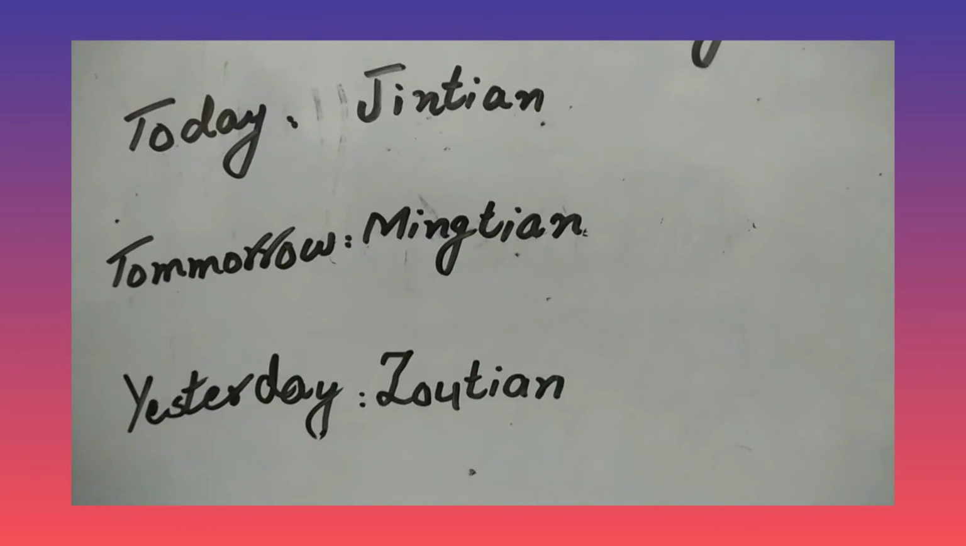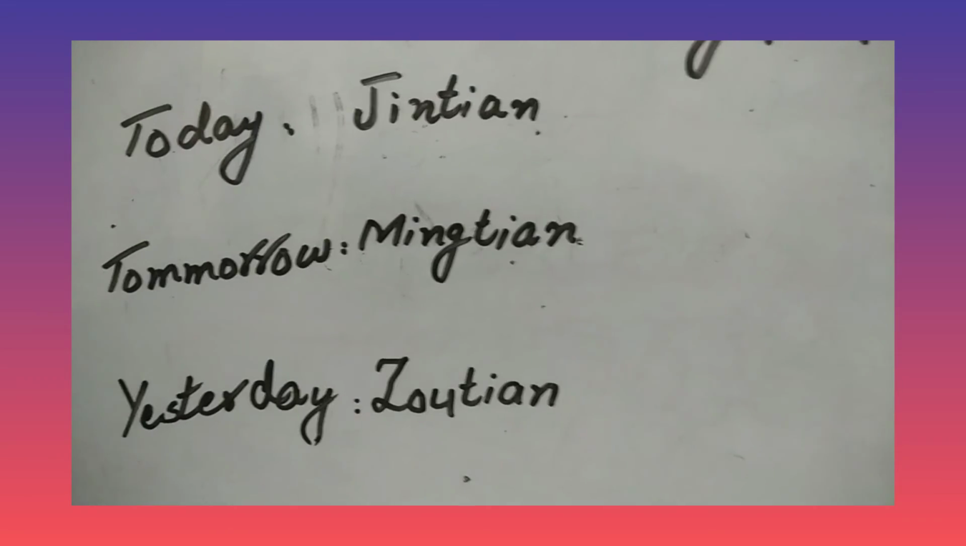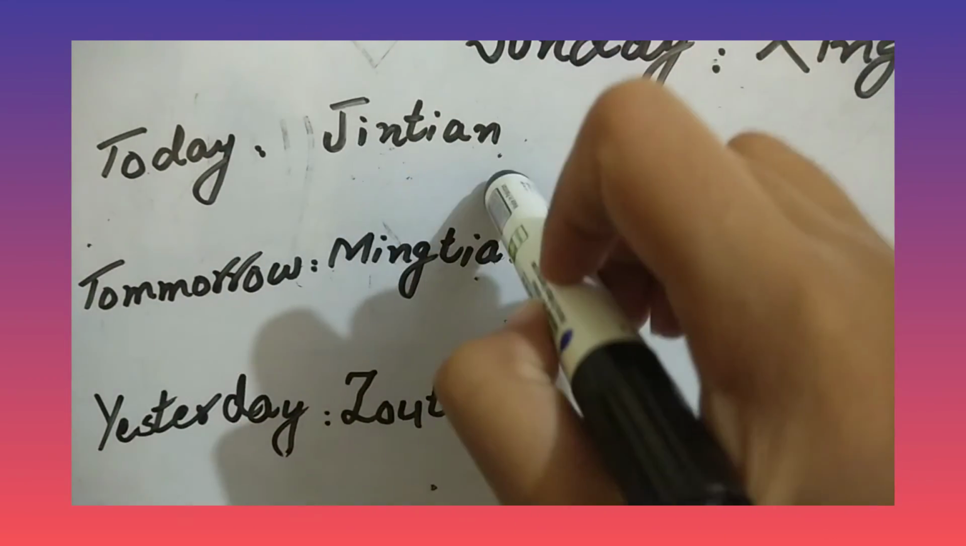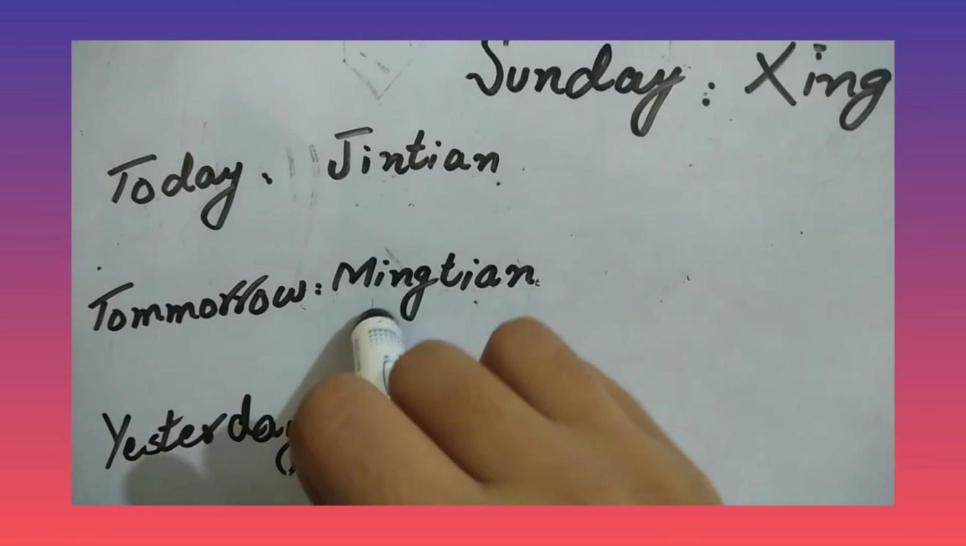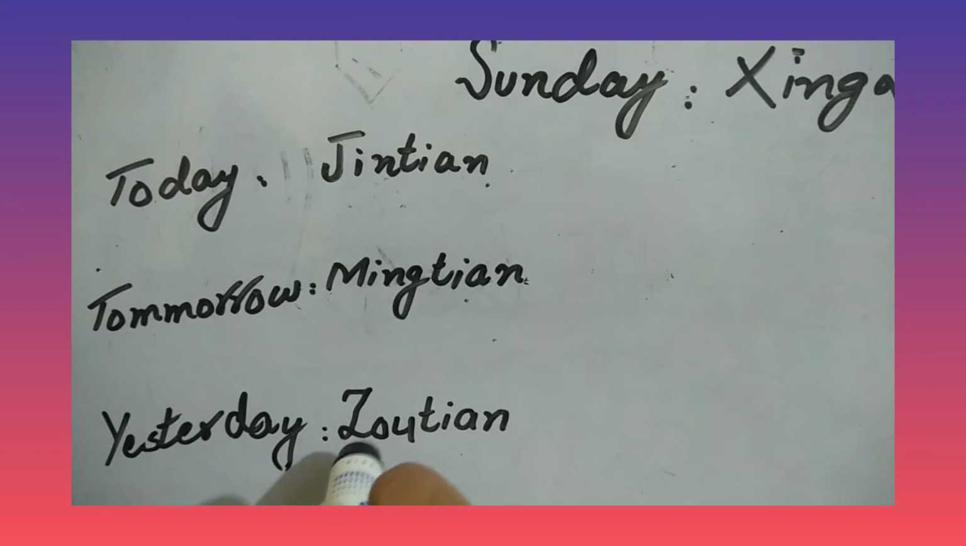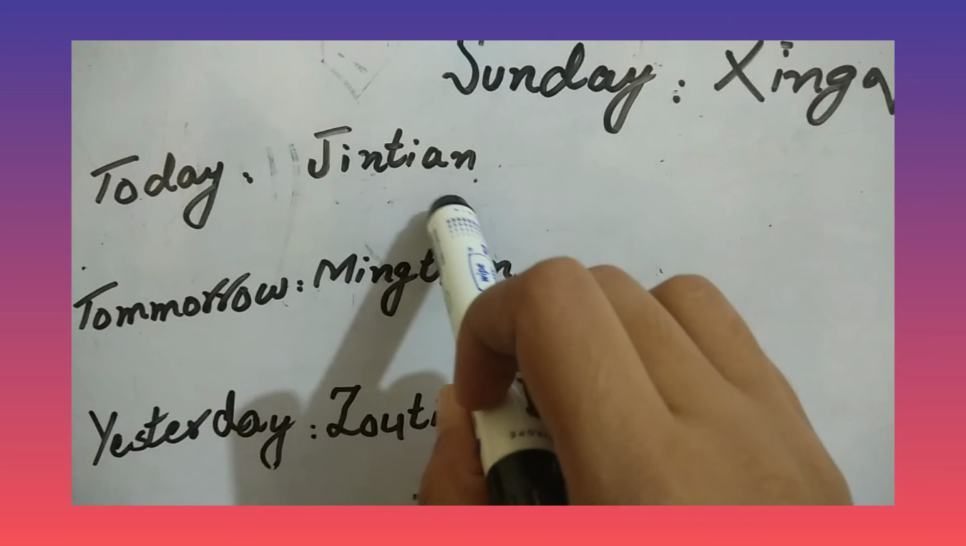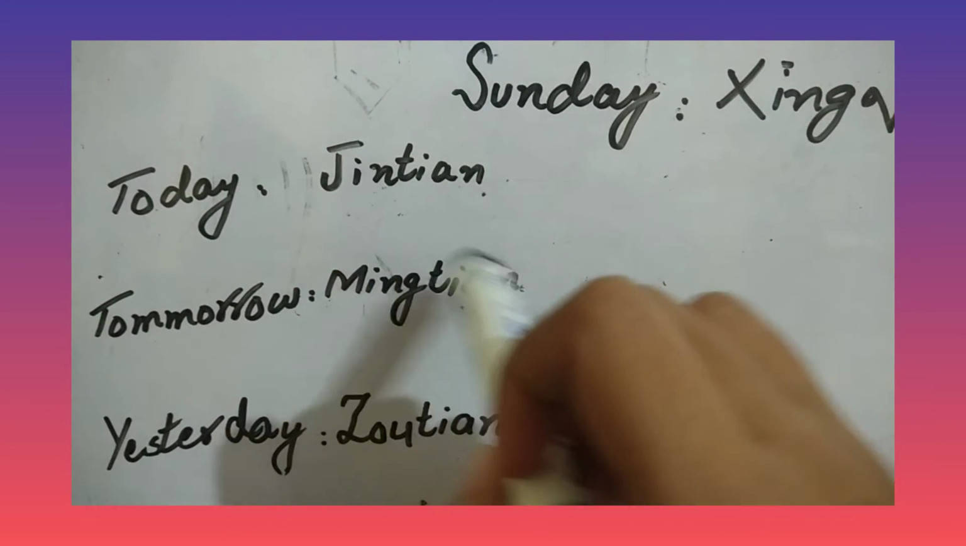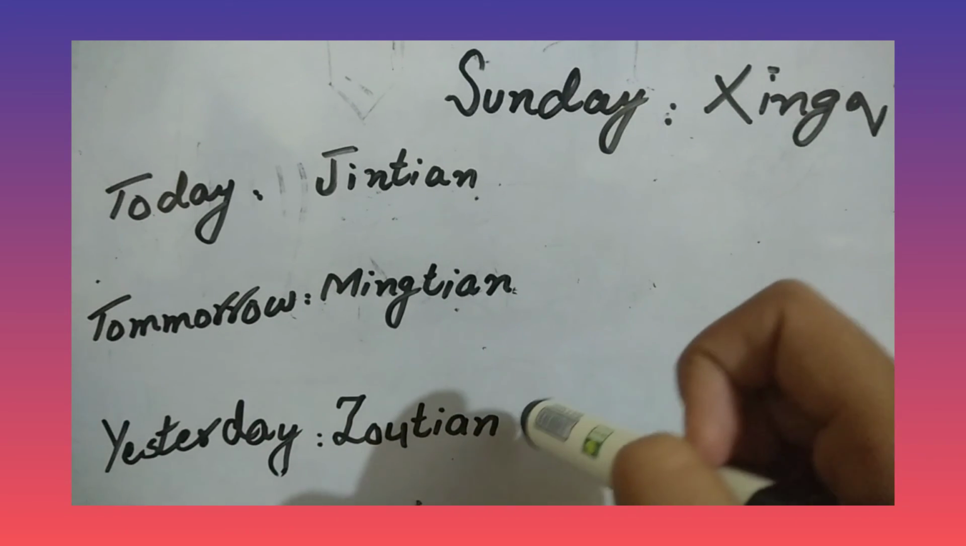These three names are today, tomorrow, and yesterday. Today in Chinese will be jin tian. Tomorrow will be ming tian. Yesterday will be zhou tian. So jin tian is today, ming tian is tomorrow, and zhou tian is yesterday.